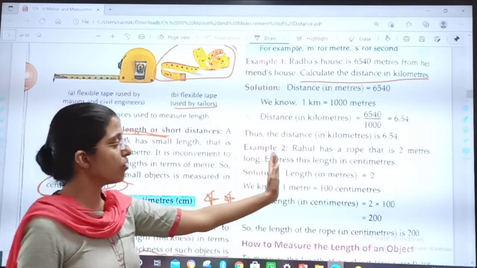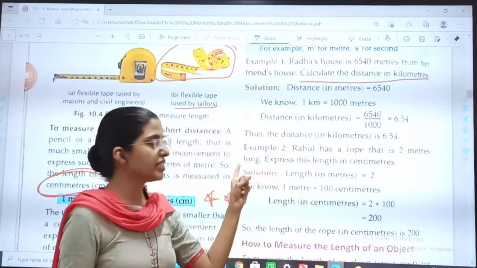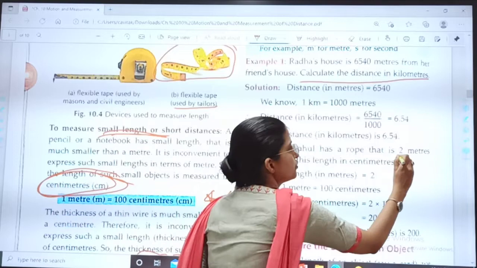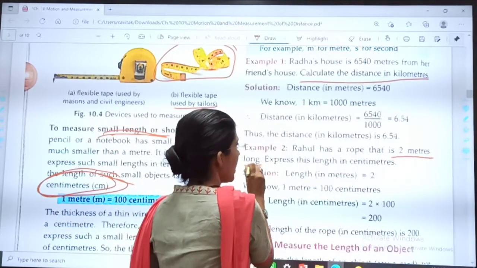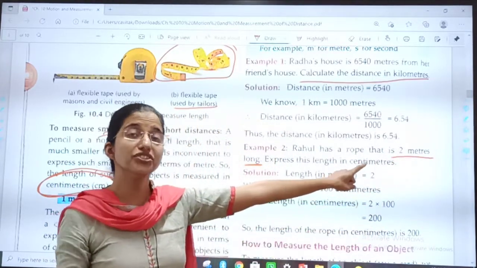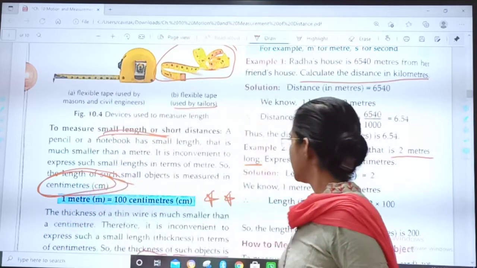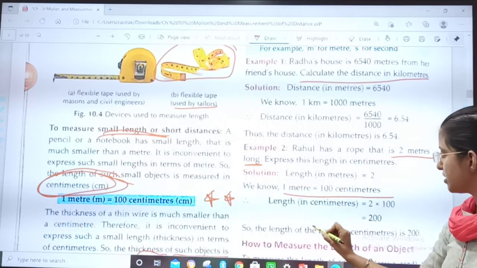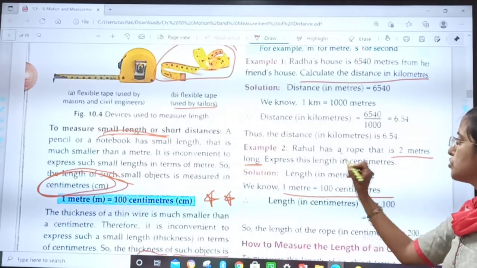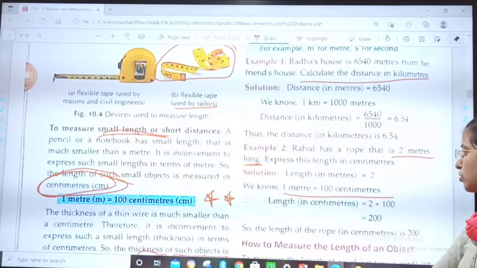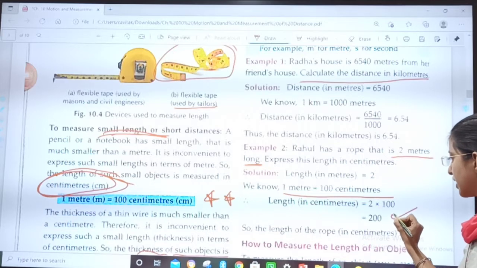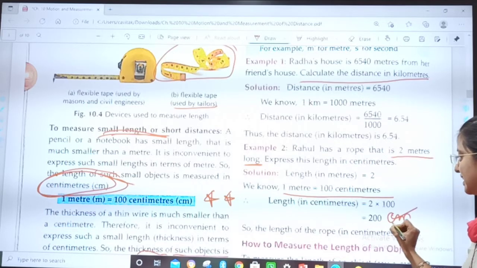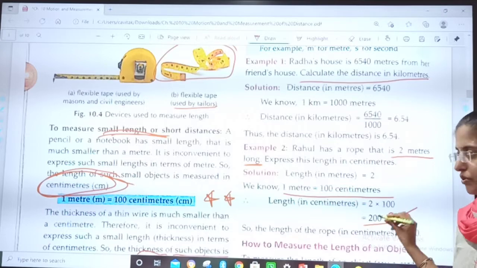Yes, Rahul has a rope that is 2 meter long. Now express this length into centimeter. Now we know that 1 meter is equal to 100 centimeter, right? So 2 meter will be equal to 2 into 100, that is 200 centimeter. Don't forget to put the units here, okay? cm, 200 centimeter. This is very important.